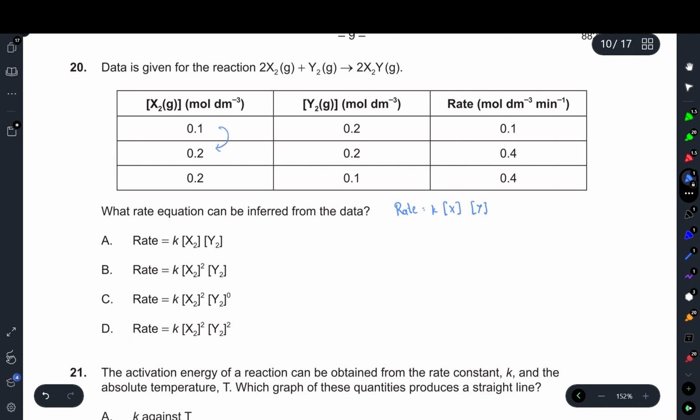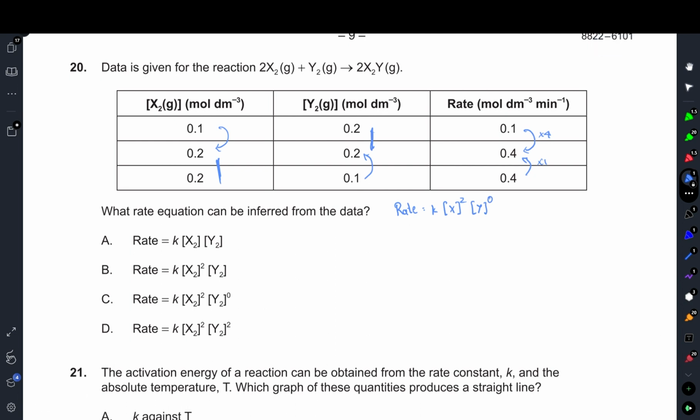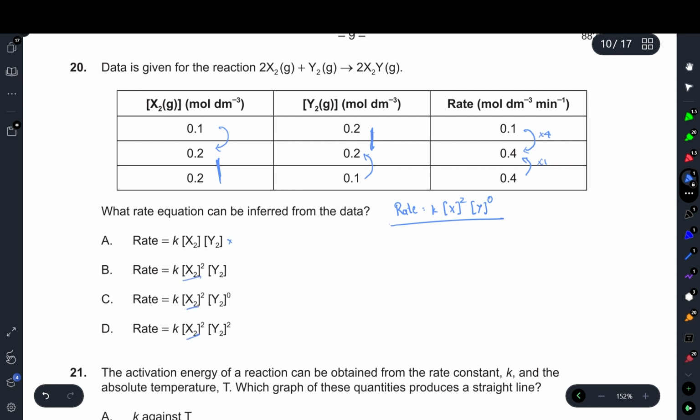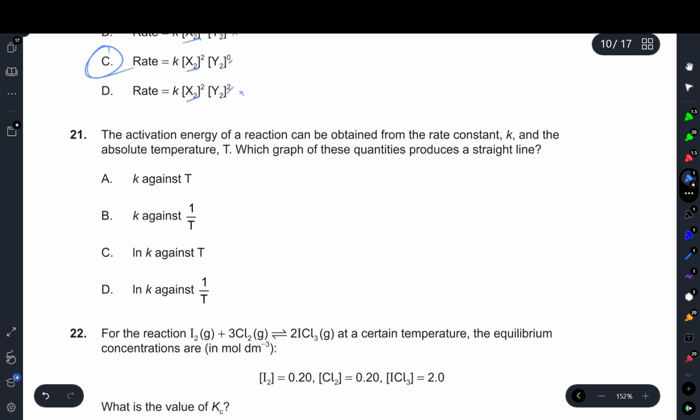Look at this. When the concentration of X is doubled, but the concentration of Y remains the same, the rate multiplies by 4, which means that the reaction is second order with respect to X. Next, when you increase the concentration of Y by 2, but keep the concentration of X the same, the rate stays the same, which means that you have a zero order reaction with respect to Y. So looking at which option matches this, we see x squared, x squared, x squared. This is incorrect, but we have y power 1 here, y power 0 here. That's the answer you're looking for. This is incorrect and this is incorrect. Question number 20, option C.